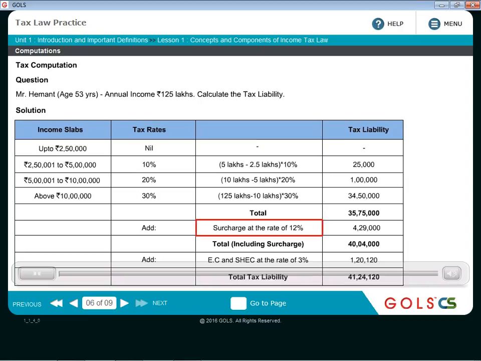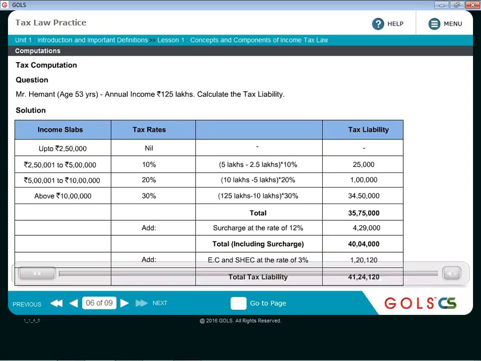Now in this we are required to add surcharge at the rate of 12%. This is because his income has crossed 1 crore. So on 35,75,000 we apply 12%, which gives us 4,29,000 as surcharge. Then we add the total tax of 35,75,000 plus the surcharge of 4,29,000, which gives us 40,04,000 as total tax including surcharge. Now on this amount we are required to add education cess at the rate of 3%. So 40,04,000 into 3% is 1,20,120, which will be the education cess.